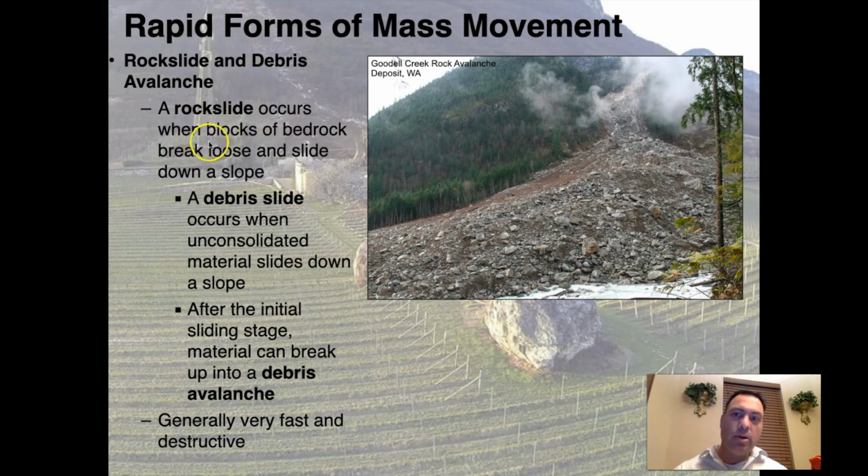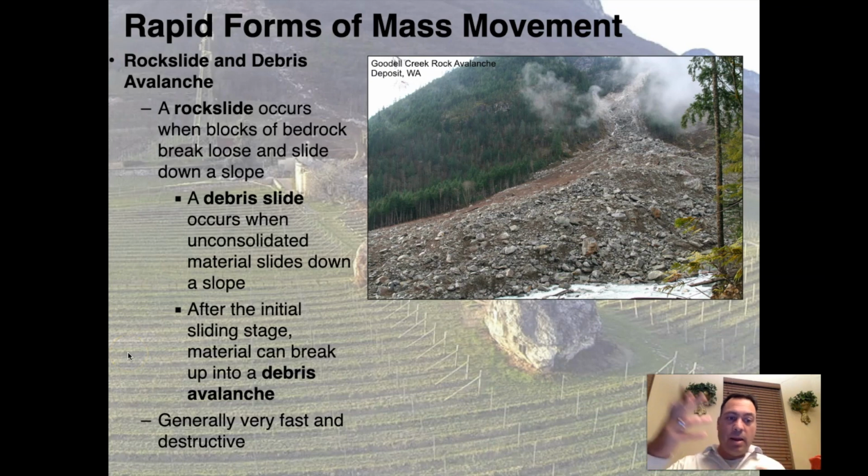So a rock slide occurs when blocks of bedrock, remember we talked about the word rock had to be involved, so if it's got the word rock involved, that means bedrock is involved, break loose and slide down a slope. This is a very, very major event when this occurs. A debris slide occurs when unconsolidated material slides down a slope. So this is a rock slide with rock. Debris has the blending. And after the initial sliding stage, material can break up into a debris avalanche.